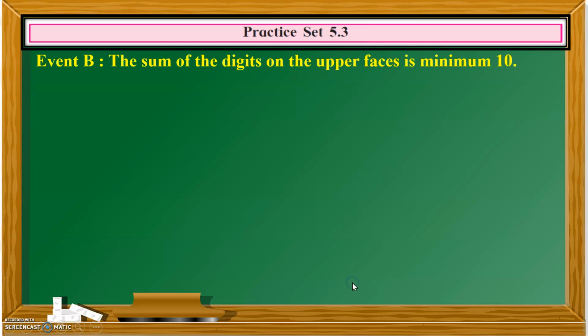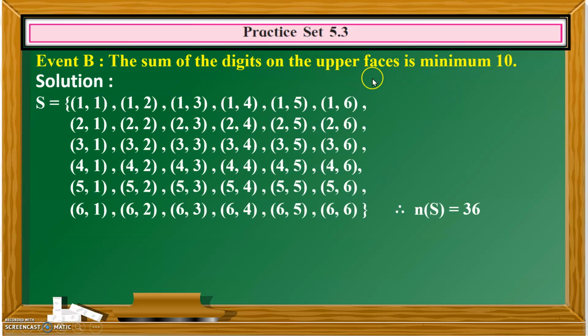Let's take the next event. The sum of the digits on the upper face is minimum 10. So let's write the solution. Now the sum should be minimum 10. Minimum 10 means 10 and more than 10. It cannot be less than 10.